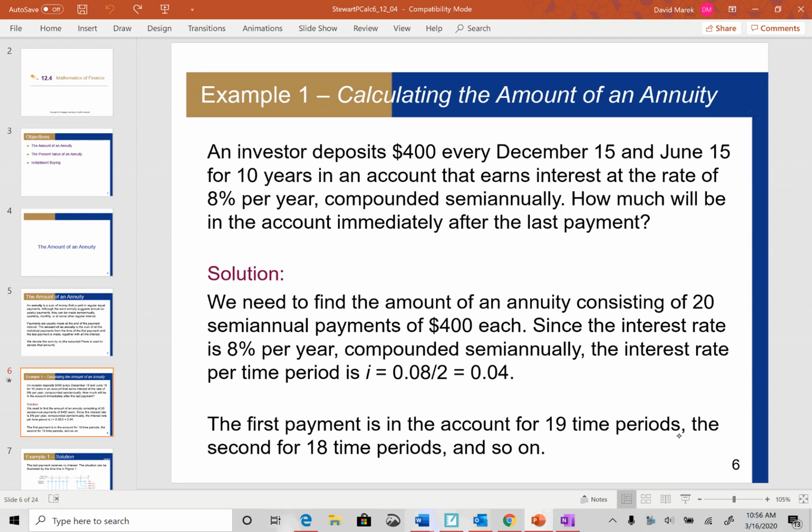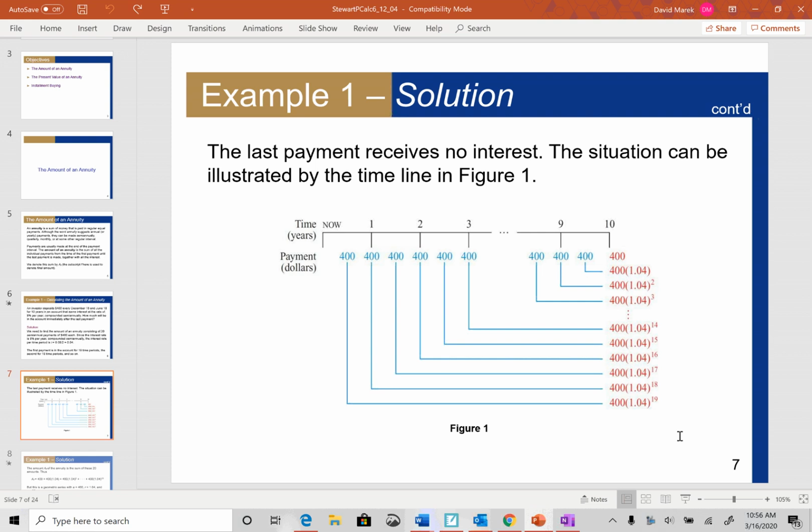So we'll take the 0.08 semi-annually, twice a year, divide by 2, and in our formula, we're not going to use 0.08, we're going to use 0.04. So that first payment sits there for 6 months. At the end of that 6 months, then they will calculate the interest and add that in. So that first payment is in the account for 19 time periods and gets interest added to it 19 times. The second one for 18 time periods and so on.